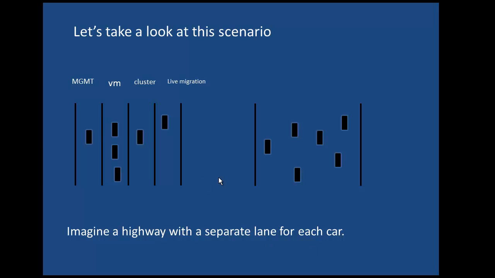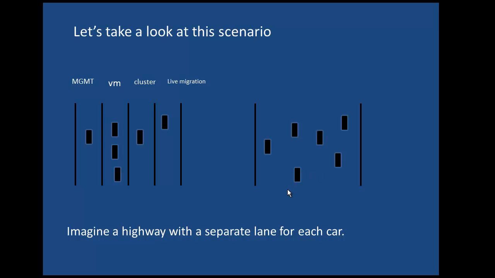Let's look at this scenario. Here, imagine that you have a highway, and for this highway you have a separate lane for each car. So the VM lane can only hold the VM cars. If the VM lane gets backed up, a car from the VM lane cannot go across to the management lane or go across to the cluster lane. But in the meantime, the cluster lane only has 1 car, so there's a lot more space. So that's what happens when we have a dedicated network card with bandwidth for each type of network traffic.